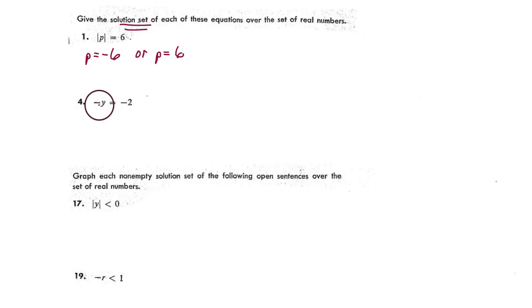Number 4, solve this one. Well, all we got to do is get rid of the negative. So divide both sides by -1. We get y equals 2.